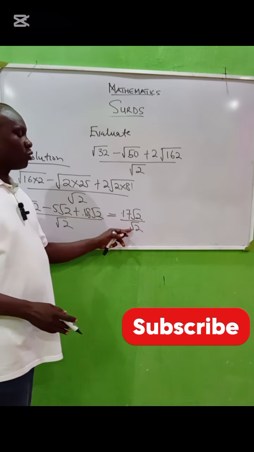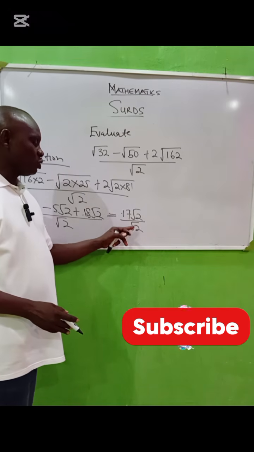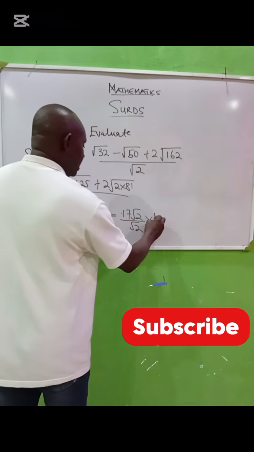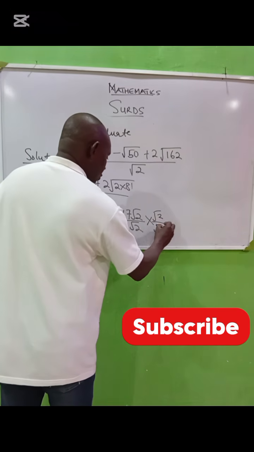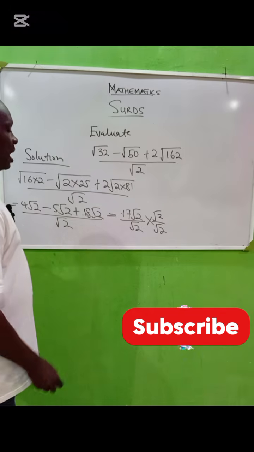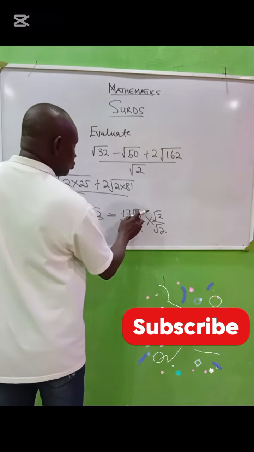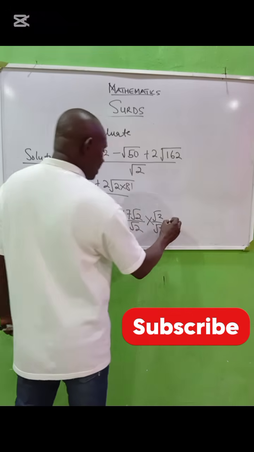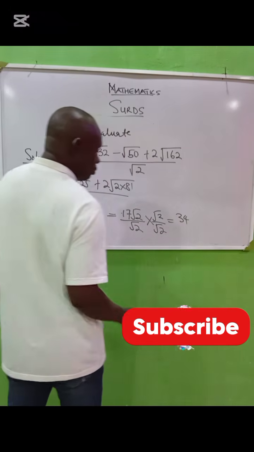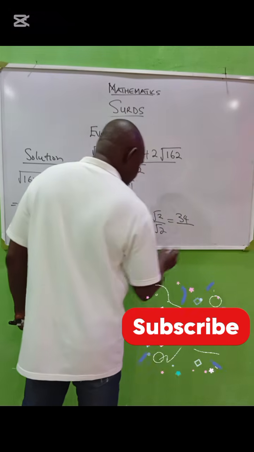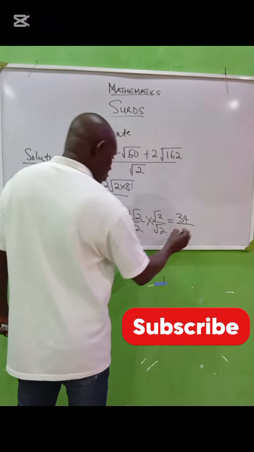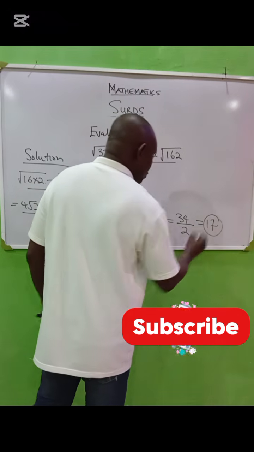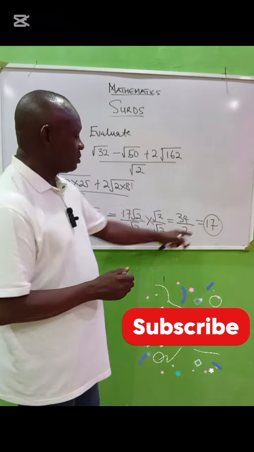Now, this cannot be the final answer because the denominator is still in surd form. So what I need to do is multiply by the square root of 2 all over the square root of 2. If you do that, root 2 times root 2 is root 4, and the square root of 4 is 2. 2 times 17 gives me 34. 34 divided by root 2 times root 2, which is root 4, which is 2. So 34 divided by 2 will give me 17. So the final answer to this problem is 17.